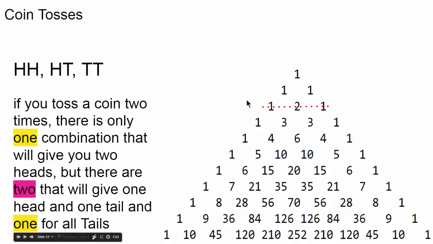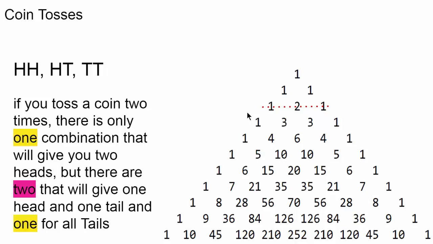You can tweak the example in a way that it will give us 1, 3, 3, 1. So if we toss the coin 3 times, there's only one combination that will give us all heads, meaning H, H, H, but there are 3 that will give us 2 heads and 1 tail, and 3 that will give us 1 head and 2 tails, and 1 for all tails. So it will be 1, 3, 3, 1. So 1 for all tails, 1 for all heads, 3 for 2 heads and 1 tail, and 3 for 2 tails and 1 head. So as you can see, the patterns that we have in Pascal's triangle are actually ways of combination.